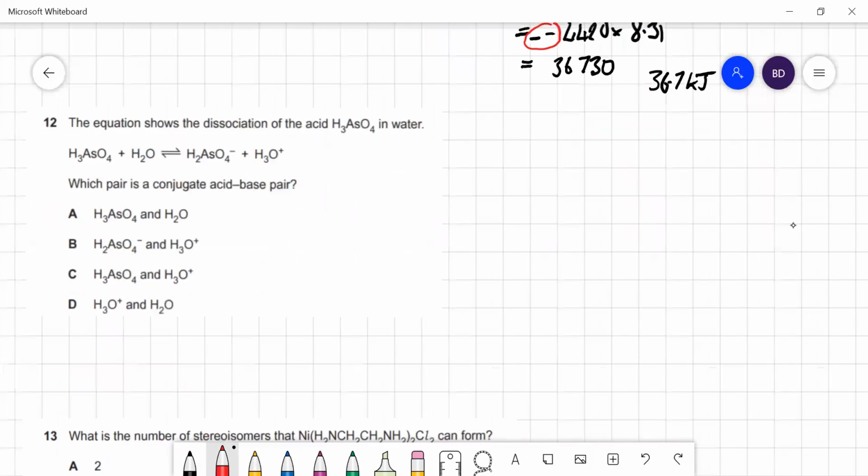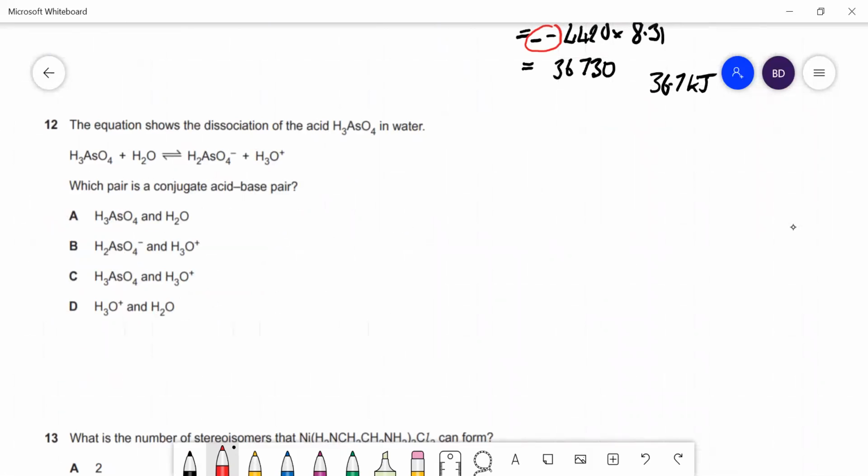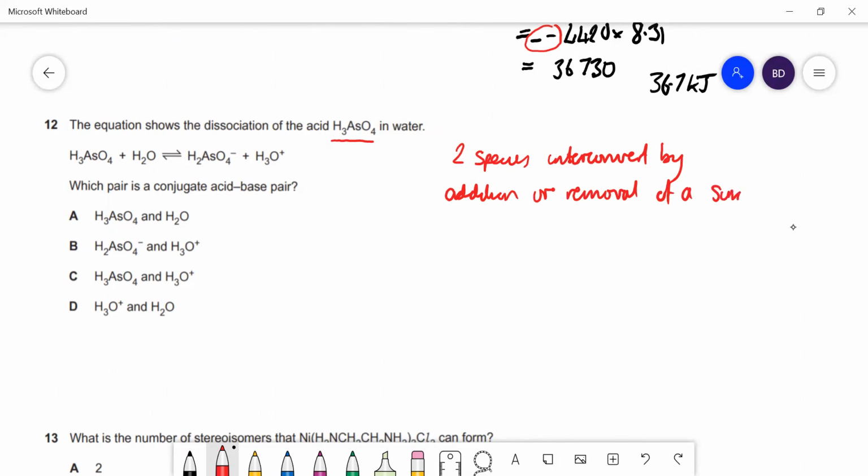Right. The dissociation of this acid here in water. Right, what's the definition of an acid-base conjugate pair? It's that you can interconvert two species by addition or removal of a single proton.